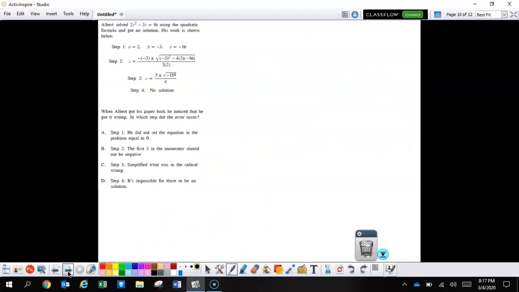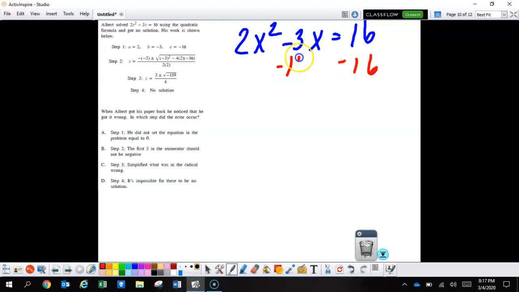Albert solved 2x squared minus 3x equals 16 using the quadratic formula and got no solution. His work is shown below. Okay, so now the first thing when you do the quadratic formula, it has to be set equal to 0. That one's not, so let's go ahead and do that. I did this one in class, I believe, but I'm not sure. So subtract 16 from both sides. 16 is a constant. This is x squared and this is x, so they're not like terms. So I'm just going to write it as 2x squared minus 3x minus 16 equals 0.